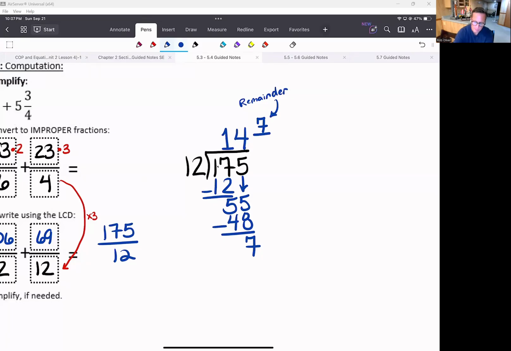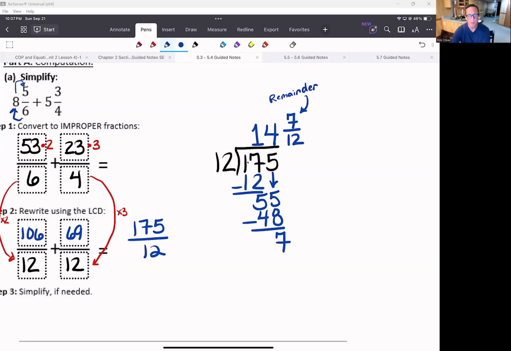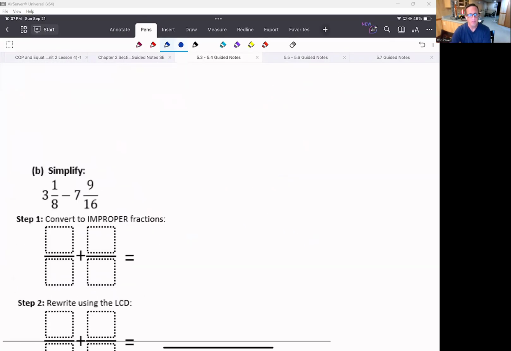Okay, that's where it goes. And whatever the denominator was before, which was 12, that stays the denominator, right? So that's it. 14 and 7/12. See, that was pretty easy, wasn't it? Wasn't too bad. All right, next one right here.